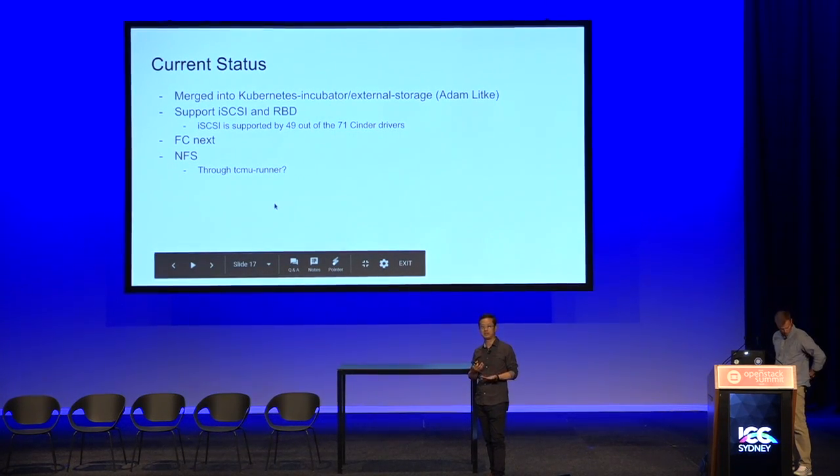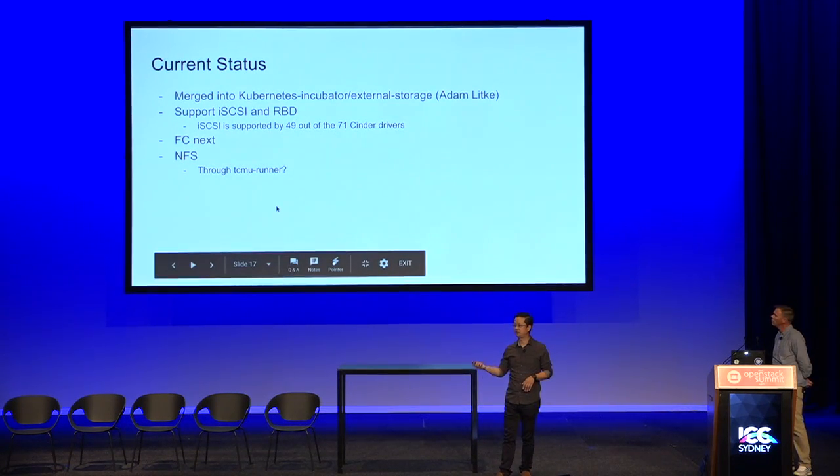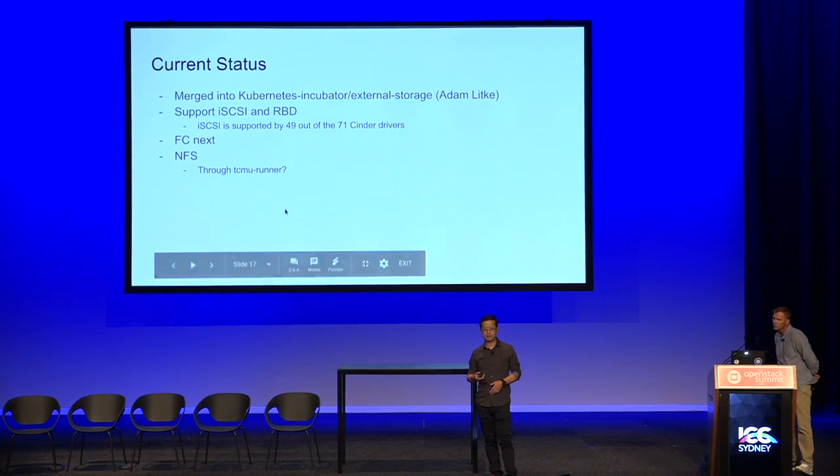We have tested iSCSI, RBD, and Fibre Channel. If there are any other block volumes supported in the Kubernetes world and also in the Cinder world, then you can also use them here. We started from iSCSI because iSCSI is the most widely used backend fabric. It's supported by most of the volume drivers in Cinder. And we have RBD as well. There are a few issues with RBD, but most things work pretty well.